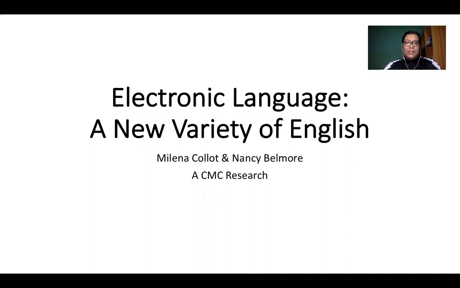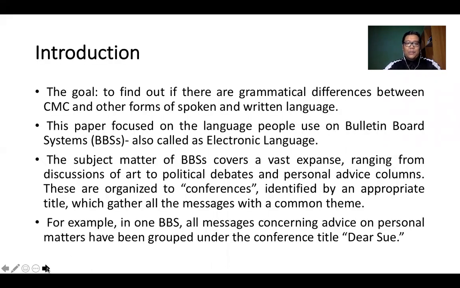Now, for us to really understand the linguistic perspective of CMC, or computer-mediated communication, we shall be tackling different research works, seminal research works to be specific, conducted by scholars before, for us to really understand how computer-mediated communication is, linguistically speaking. So, we have here a study conducted by these two researchers entitled Electronic Language, a New Variety of English. This one is a computer-mediated communication research.